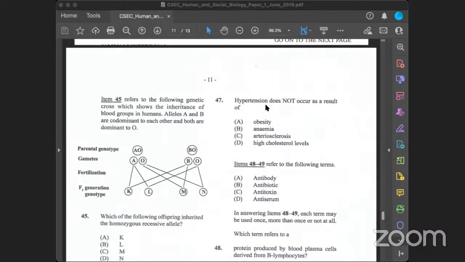47. Hypertension does not occur as a result of what? You see atherosclerosis is here, right? And why this question, why am I talking about this?